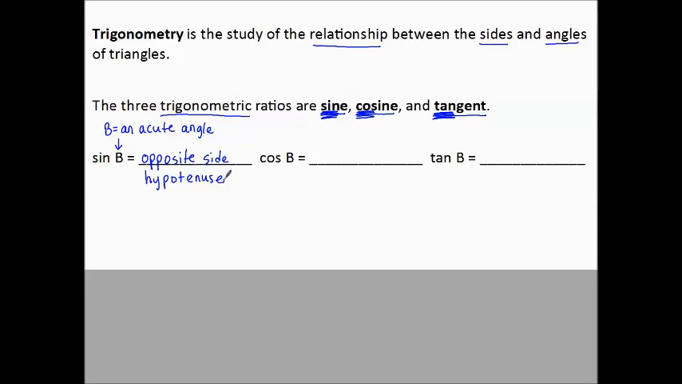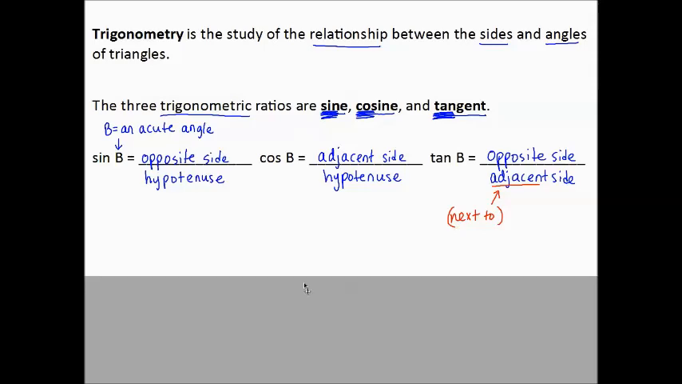of the right triangle. The cosine of angle B is represented by the ratio of the side that is adjacent to angle B and the hypotenuse of the right triangle. The tangent of angle B is represented by the side opposite from angle B and the side adjacent to angle B. Remember that adjacent means next to. Adjacent means next to, touching.